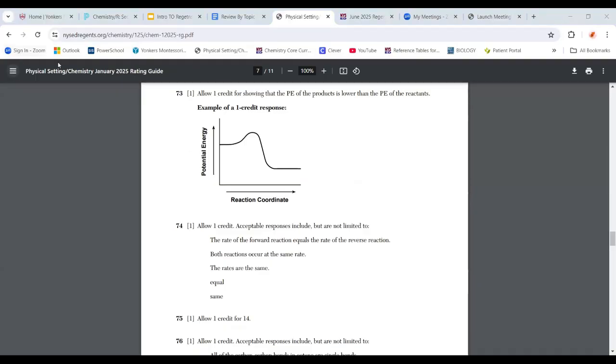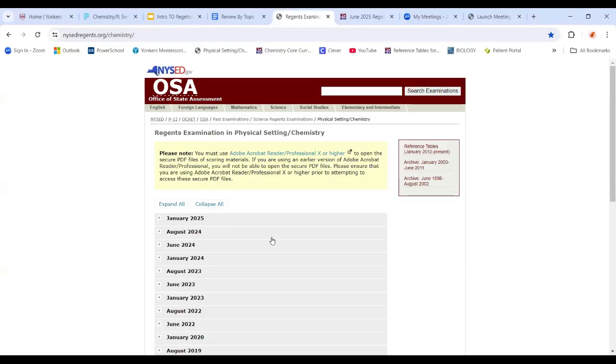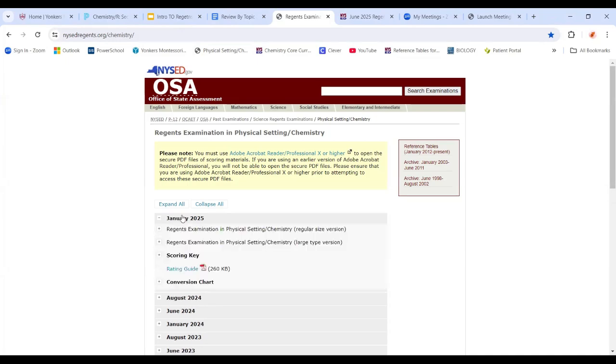So we're going to take a look at the New York State Regents exam. We're going to go straight there. The key to this entire process is using this website effectively. Okay. But I'm going to give you a quick rundown of everything that they give you. They give you everything. The state actually gives you everything that the teachers get when they score the exams.